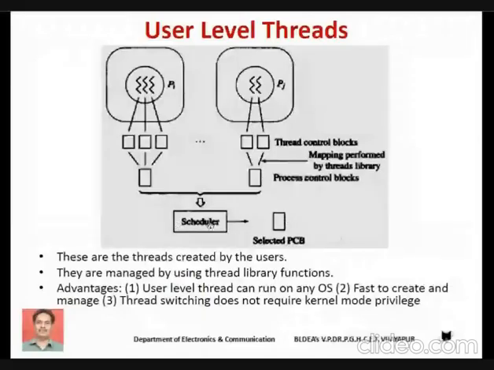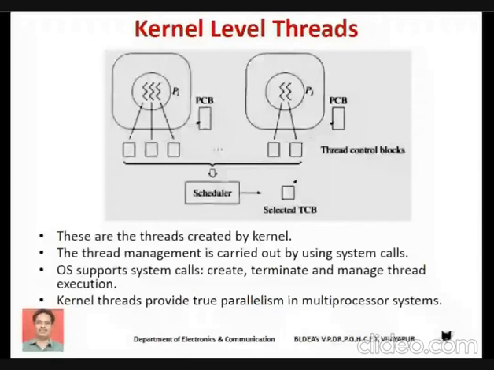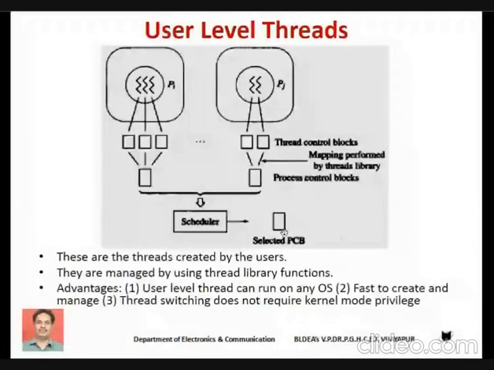And the scheduler always selects one of the PCBs for execution. Here it is shown as the selected PCB. Just find out the difference between kernel level threads and user level threads. I hope you are understanding the concept. In kernel level threads, the scheduler directly selects one of the TCBs for execution. But with user level threads, the scheduler selects one of the PCBs for execution. Now you might be thinking why it is like this. The reason is very simple.